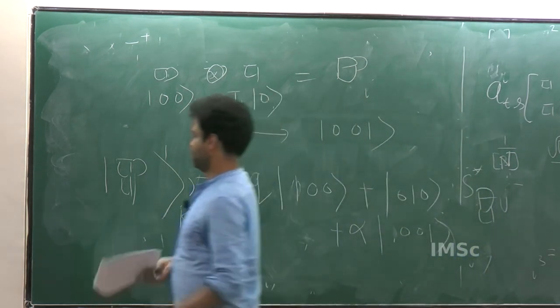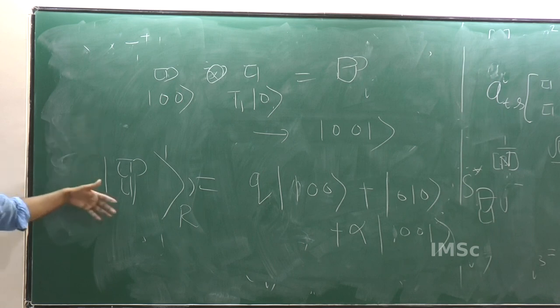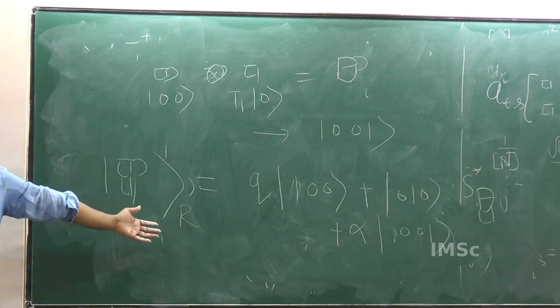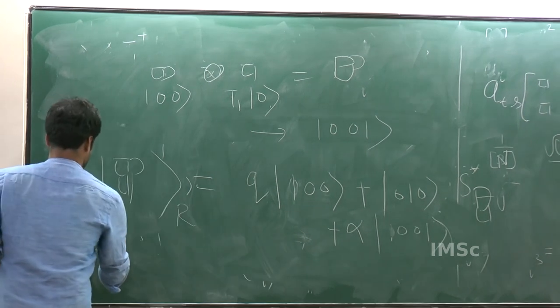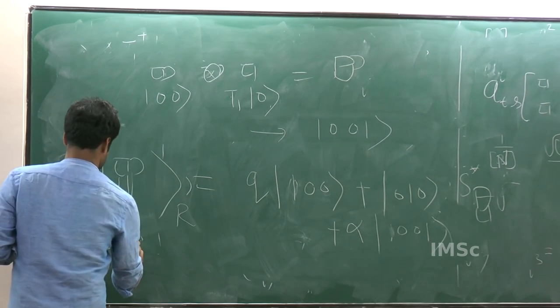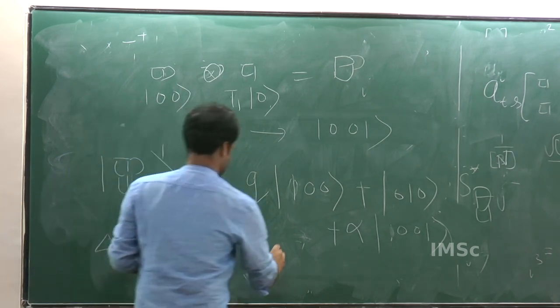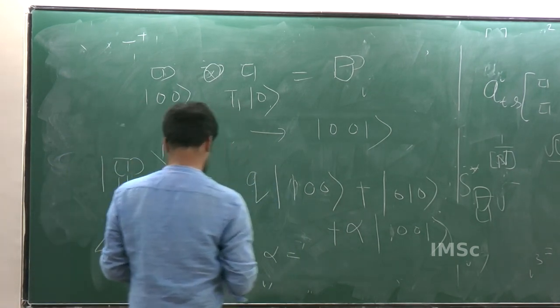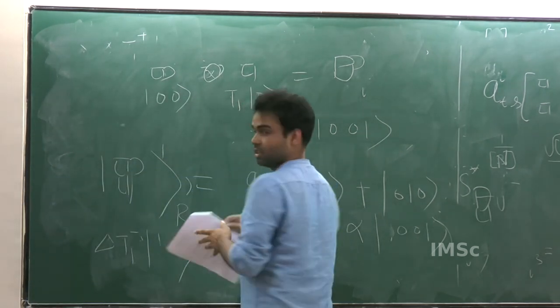So alpha you can figure out, because this is the highest weight vector. Any lowering operator will give you a 0. So if you act T1 minus on this, it will give you a 0. So you can construct what is alpha. So alpha is nothing but.